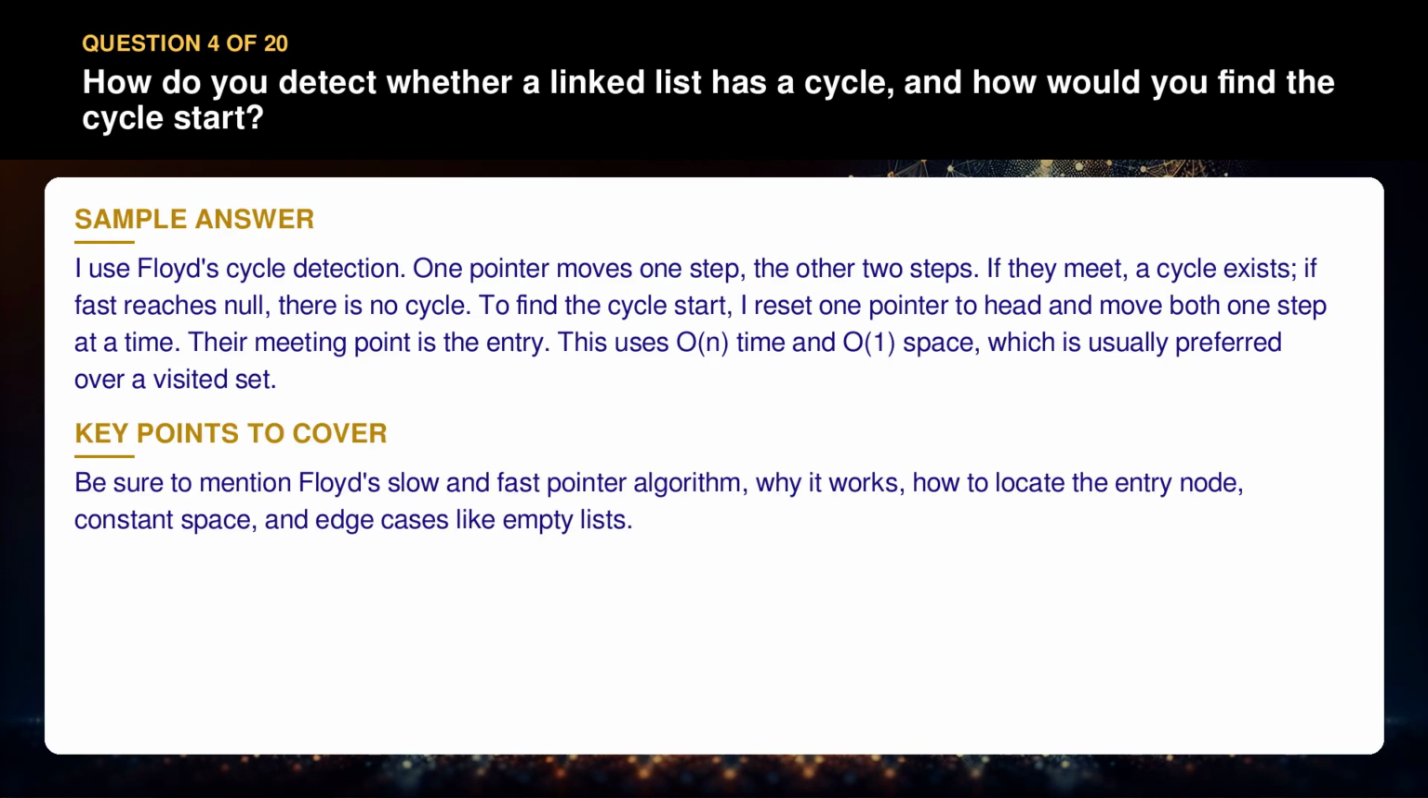Be sure to mention Floyd's slow and fast pointer algorithm, why it works, how to locate the entry node, constant space, and edge cases like empty lists.